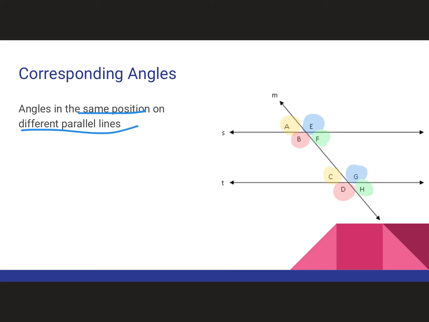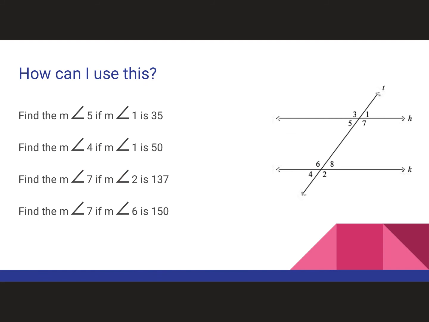The thing to know about corresponding angles is they are congruent. They have the same measure. So corresponding angles are congruent. We've talked about corresponding angles, adjacent linear angles, and vertical angles. So how can we use this?